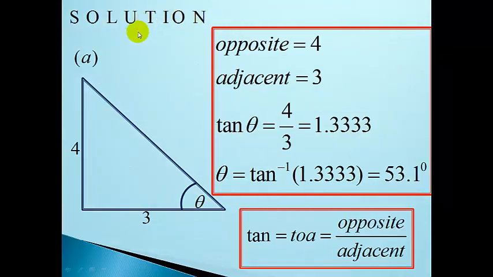Now solution. Considering the right angle triangle in A, theta is an acute angle. The side 4 given is opposite to the angle theta, and 3 is adjacent. That means that if you consider this right angle triangle, we have our adjacent side and we have our opposite side. Now the opposite is equal to 4 because that is the side that is opposite to the angle theta, and the adjacent is equal to 3 because that is the side adjacent to the angle theta. Now we are given the opposite to be 4 and we have our adjacent to be 3. So how do we find the angle theta?